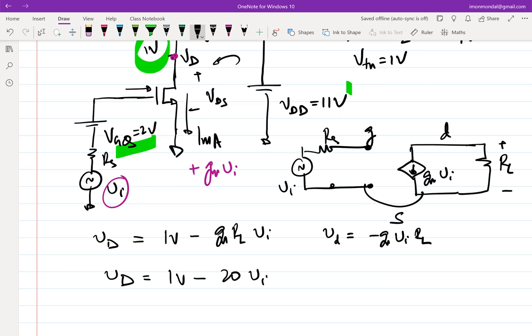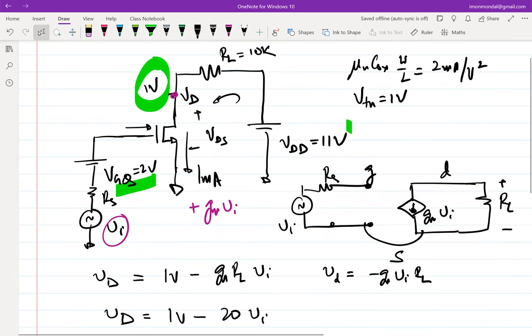So now, it's obvious that if we bias the transistor exactly, if I set up the bias in such a way that the quiescent VD is exactly equal to 1 volt, in the presence of an input, it's likely that the transistor will go out of saturation, right? Do you see that?